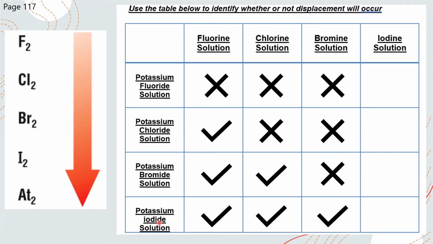And then the last column there with iodine solution. Well, look, iodine is less reactive than fluorine, chlorine, and bromine, and it can't displace itself. So there'll be no displacement reaction there at all. It's not reactive enough to evict another halogen and take its place. So it will end up as the element all the time.